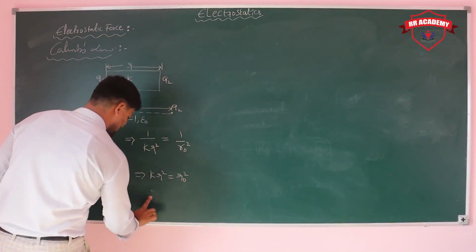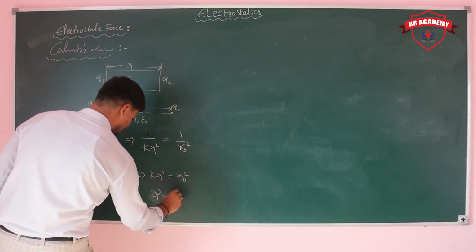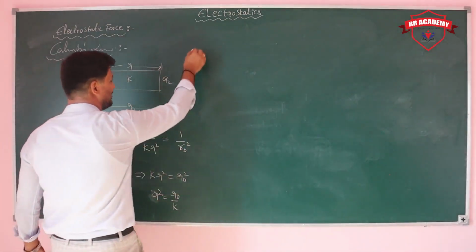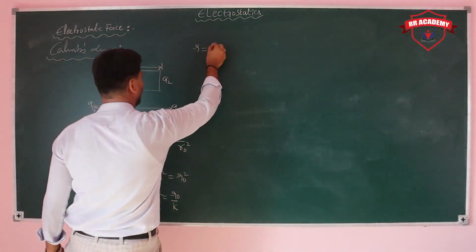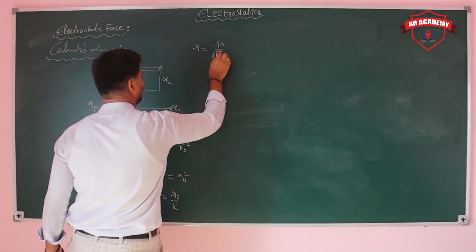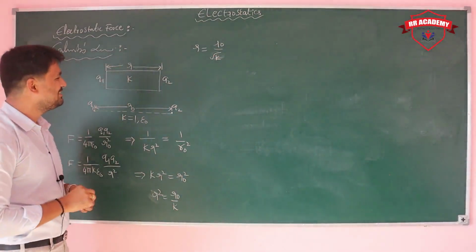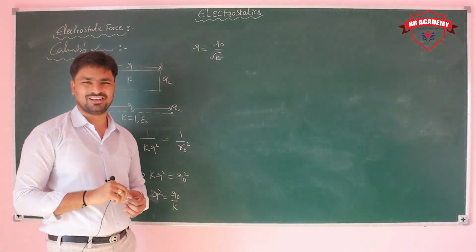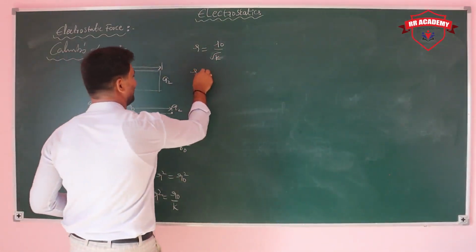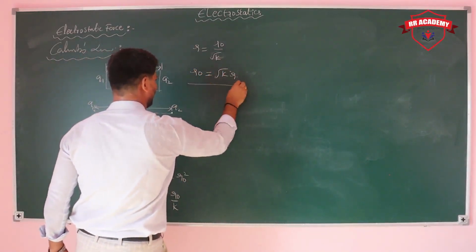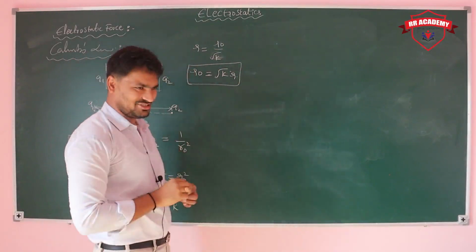Then R square is equal to R naught square upon K. Then R is equal to simply R naught upon root K. Or we can take R naught equal to root K times R. So this is generally called the effective distance.